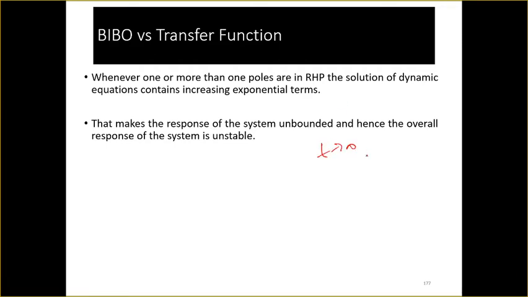As t tends to infinity, you have to check the response: either it is a constant, or it settles down to y(t) tends to 0, or y(t) is unbounded. These are the three things you have to check. Based on these three, you comment whether the system is stable or unstable. For stability, for a bounded input the output should be bounded.